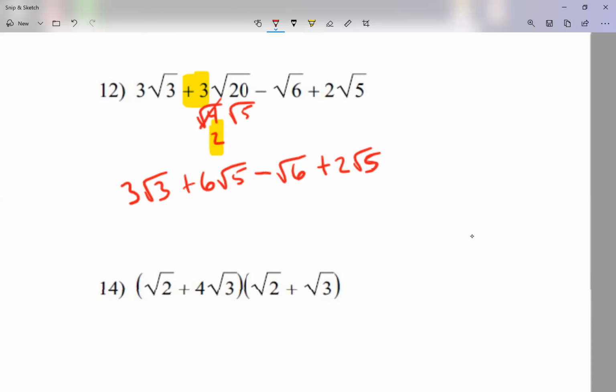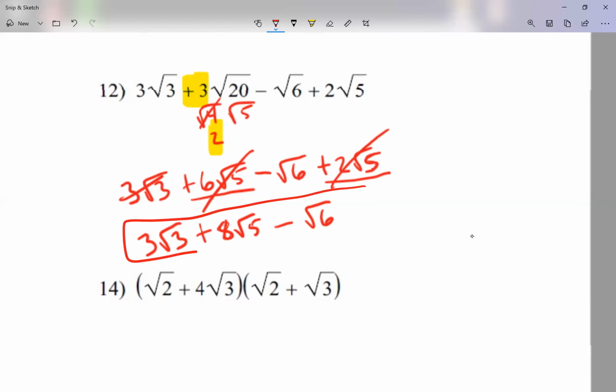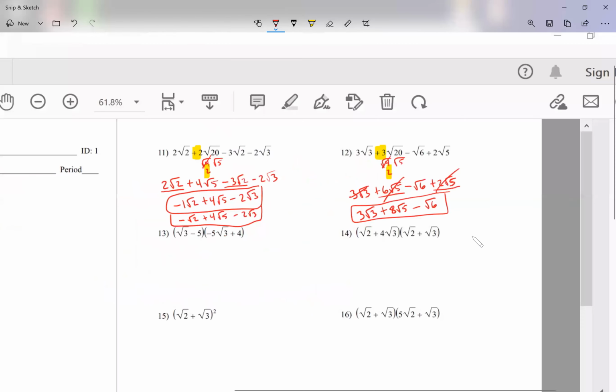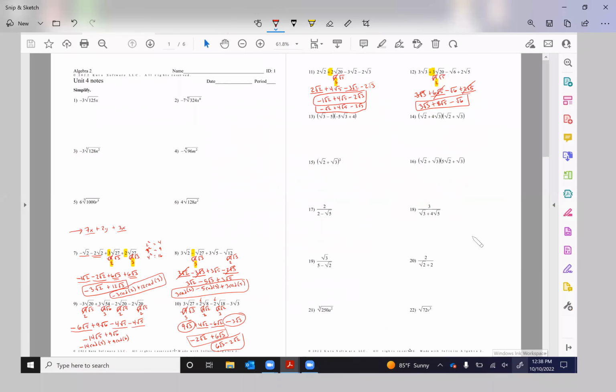Now let me combine like terms. 3 radical 3, my first term, nothing else has a radical 3. So that's it. Cannot combine it with anything. Radical 5, I see two of them. Just going to combine my coefficients, 6 and 2. 6 plus 2, so let me call this 8 radical 5. And then minus radical 6. That's it. Simplify your radicals and then combine your like terms.